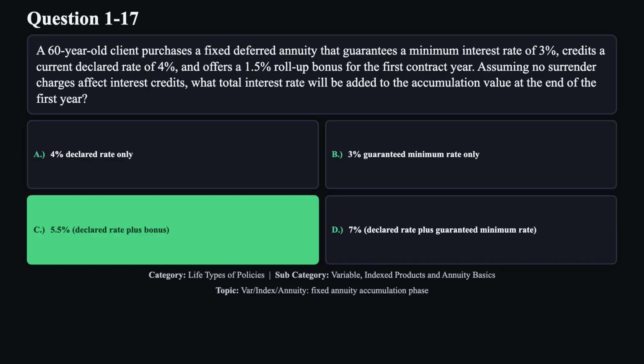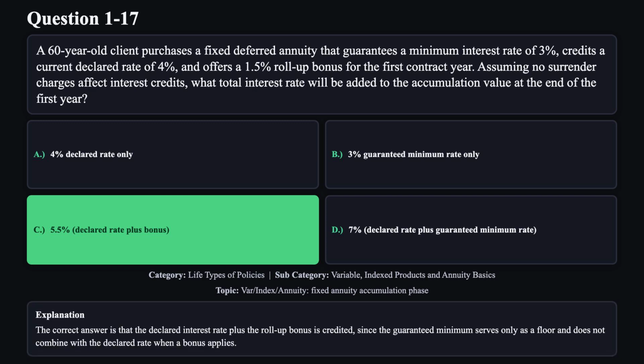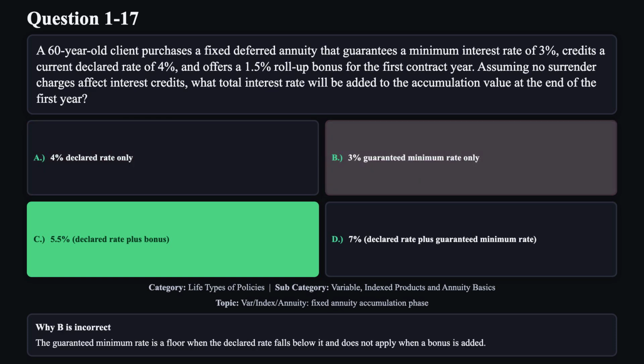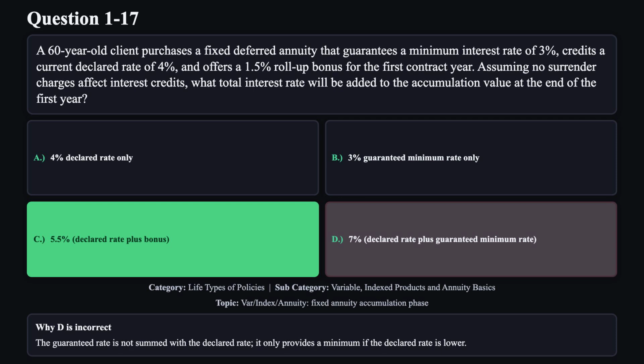The correct answer is C. The correct answer is that the declared interest rate plus the roll-up bonus is credited, since the guaranteed minimum serves only as a floor and does not combine with the declared rate when a bonus applies. Reason A is not correct. This choice ignores the roll-up bonus feature and credits only the declared rate. Reason B is not correct. The guaranteed minimum rate is a floor when the declared rate falls below it and does not apply when a bonus is added. Reason D is not correct. The guaranteed rate is not summed with the declared rate. It only provides a minimum if the declared rate is lower.